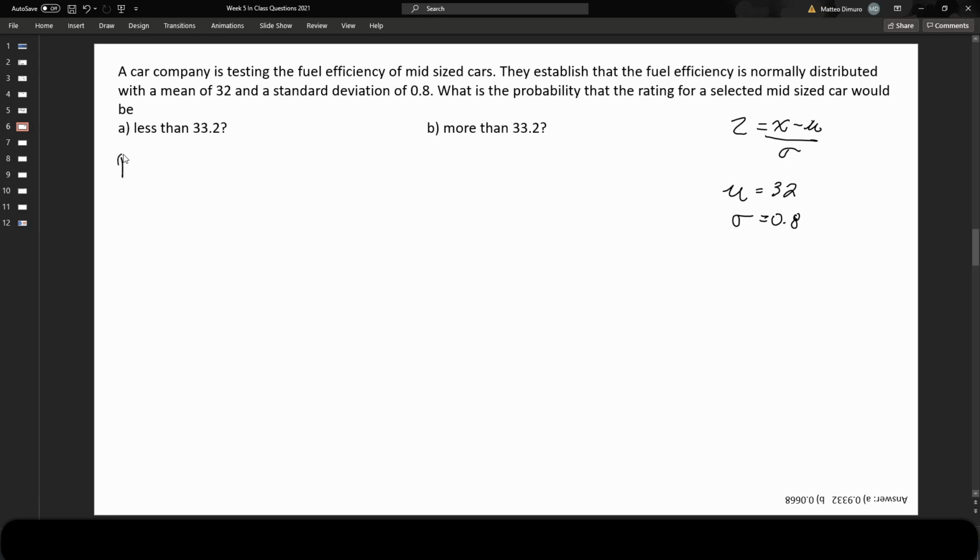All right, so we're looking for the probability that x is less than 33.2. So we are going to use our z-score formula. Basically, we're going to be looking for the probability that z is less than whatever z-score we get out of this formula. So we're going to calculate it out. The x value we're using is 33.2, the one given in the question. Subtract the mean, 32, divided by the standard deviation of 0.8.